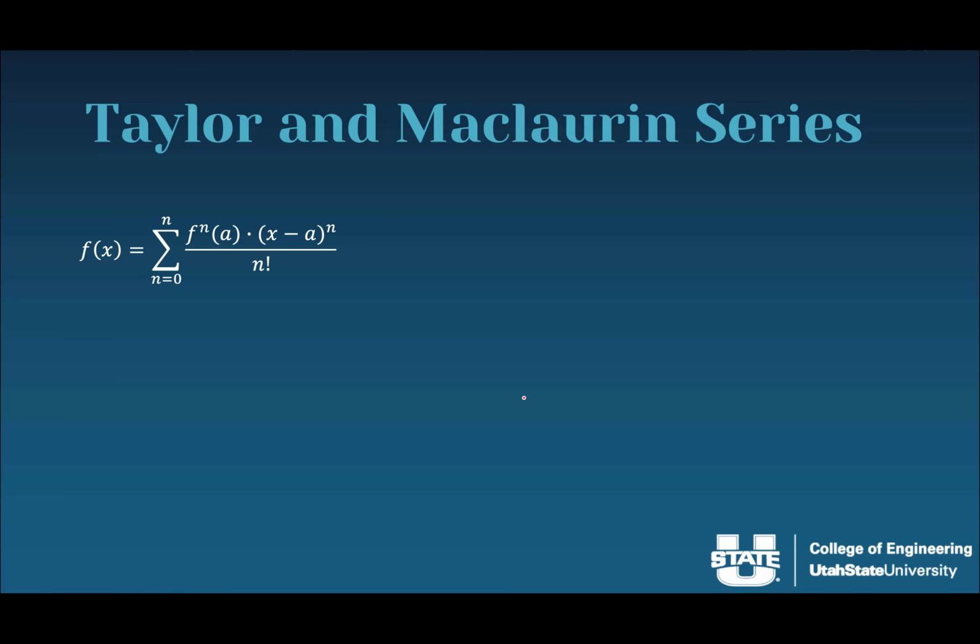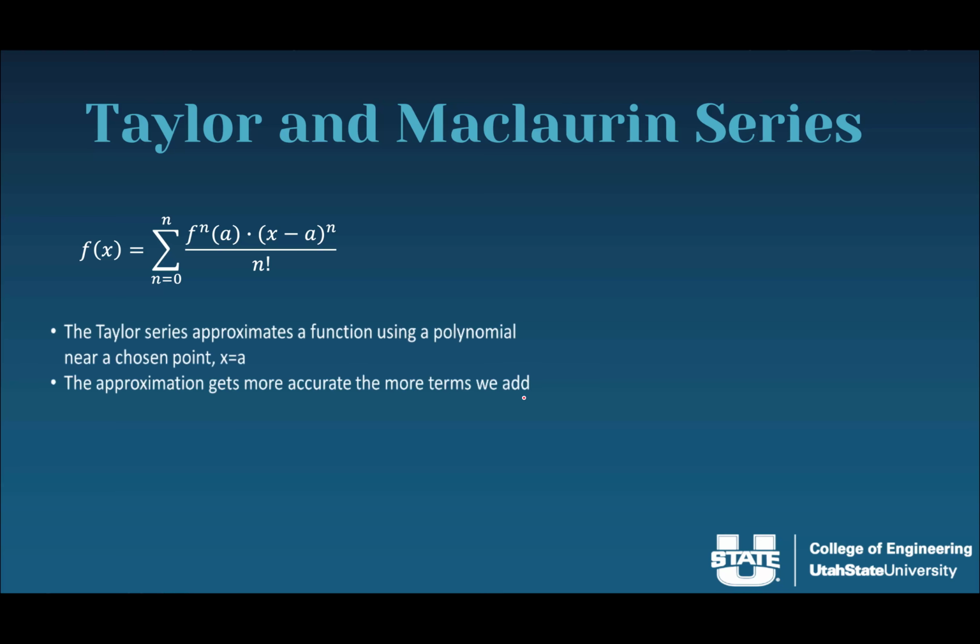Are there any more questions before we move on to the next thing? Okay, awesome. So Taylor and Maclaurin series, mostly Taylor series. Maclaurin is just a special name for a Taylor series where a equals 0. So you'll mostly refer to it as the Taylor series, and the Taylor series helps us to approximate a function near a chosen point. And then as we add more terms to our series, it gets more and more accurate.